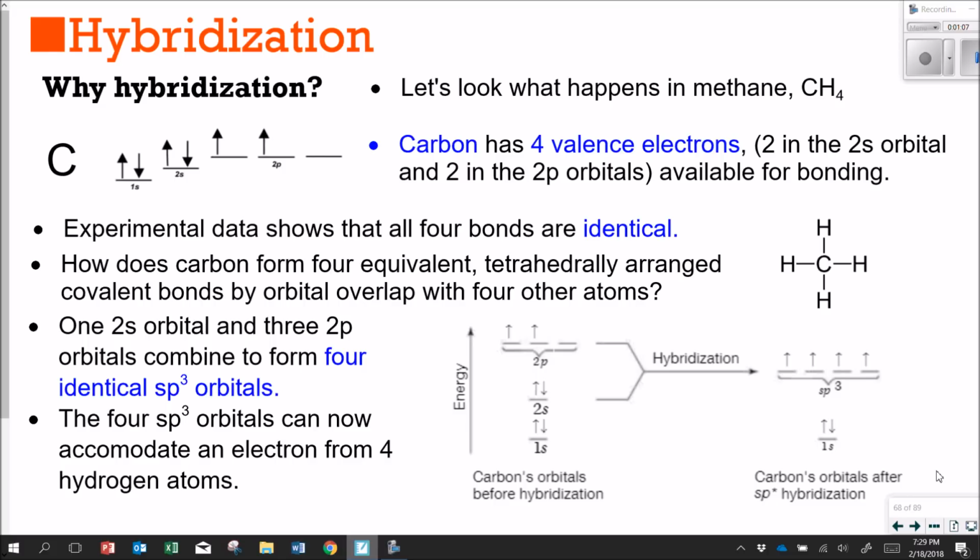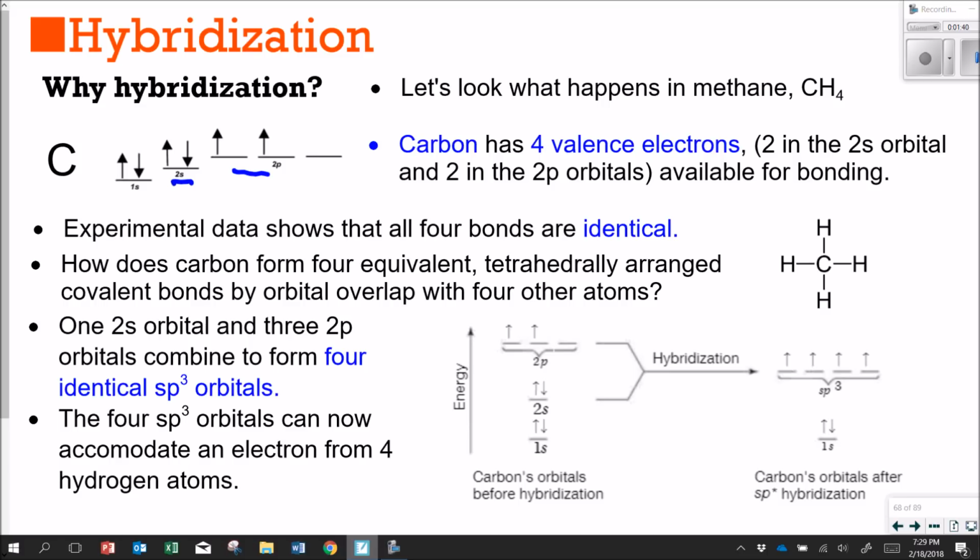So why hybridization? We are going to look at what happens in methane. Carbon has 4 valence electrons. 2 are in the 2s orbital and 2 are in the 2p orbitals, and these are available for bonding. Experimental data shows that all 4 bonds in carbon, though, are identical. So how can it form 4 equivalent tetrahedrally arranged covalent bonds by orbital overlap with 4 other atoms?